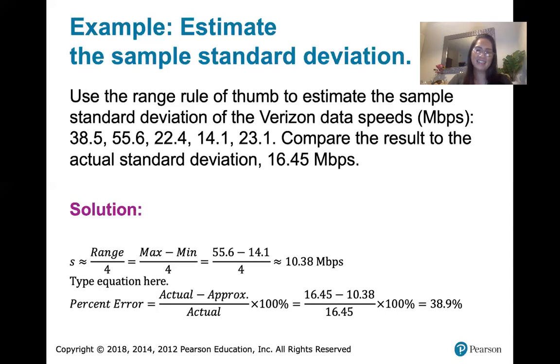So in this case, there's just a huge difference, and this approximate value of the sample standard deviation that we get from the range rule of thumb isn't a very good approximation. So that's how we do that. You just take the range and divide by 4. That will give you a very rough estimate of the sample standard deviation.